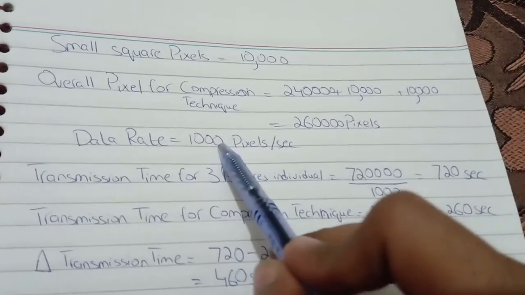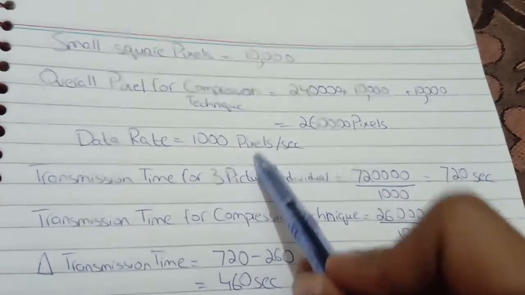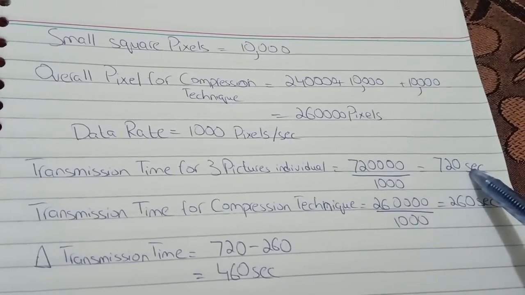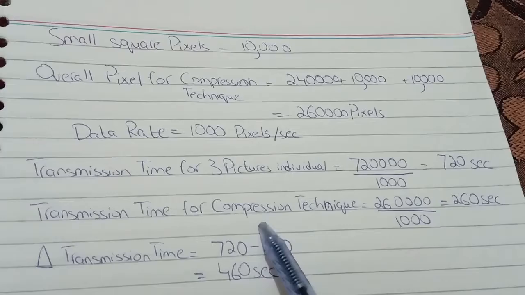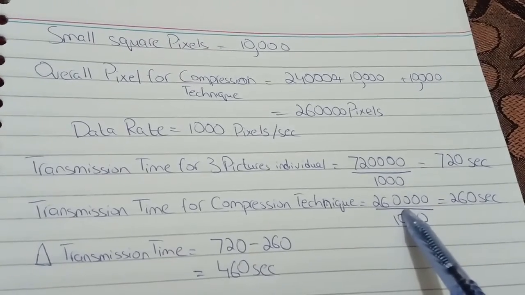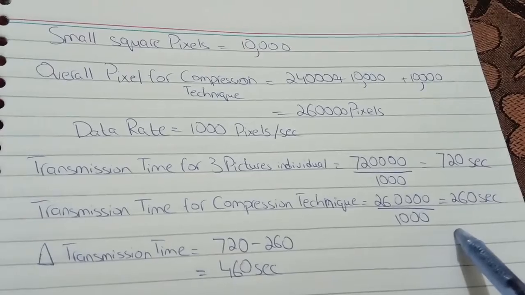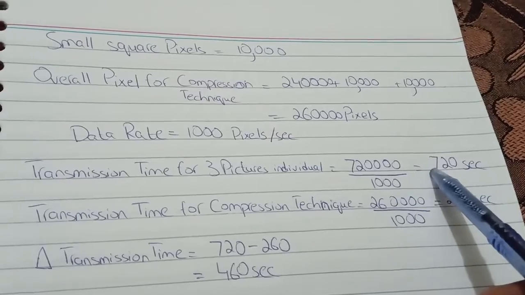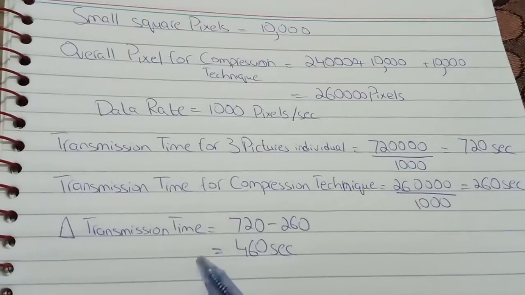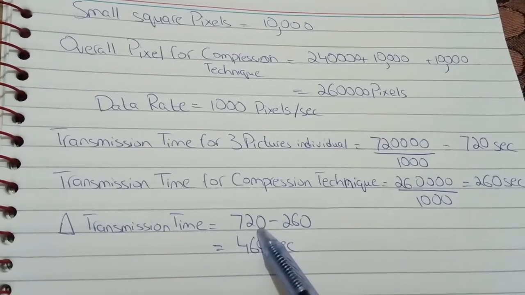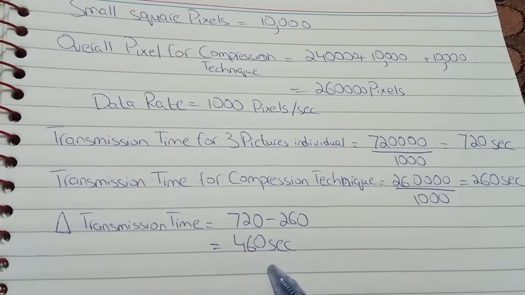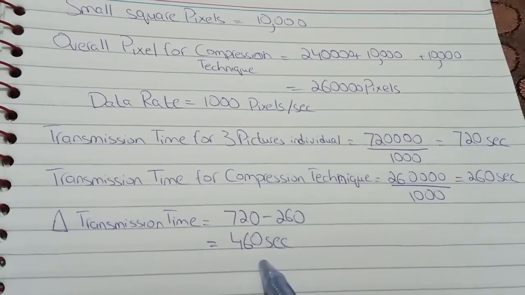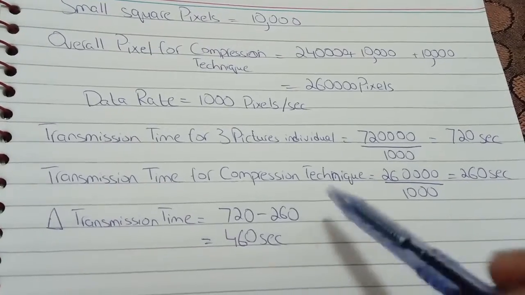Now if we suppose that we have a data rate of 10,000 pixels per second on a network, then the transmission time for the three pictures individually, picture A, picture B, and picture C, will be 720 seconds, whereas the transmission time after applying the compression technique will be 2,60,000 divided by 10,000, which will be 26 seconds. That is much less than 720 seconds. So the overall transmission time saved is 720 minus 260, that is 460 seconds. So we have proved that after applying the compression technique we can save time and more data can be transmitted.